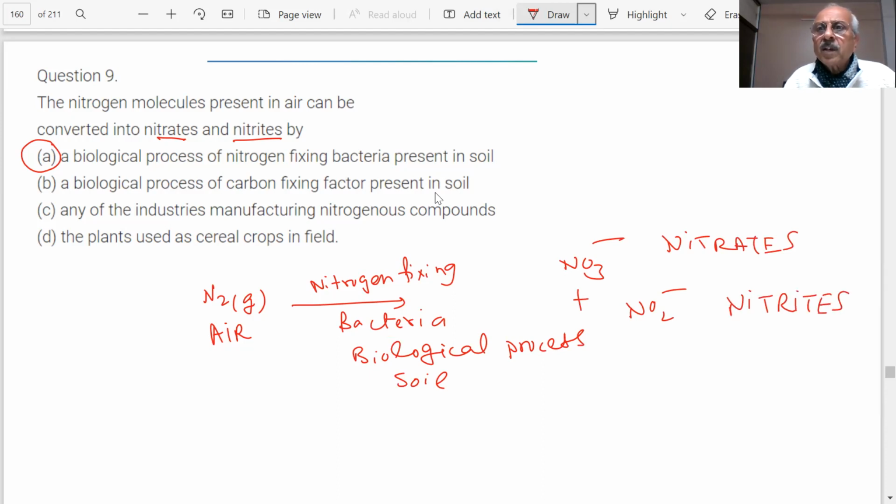Because the plants cannot take nitrogen gas as such. N2 gas is inert. Nitrogen gas is inert, student. That answer is correct, and students are getting one full mark for that.